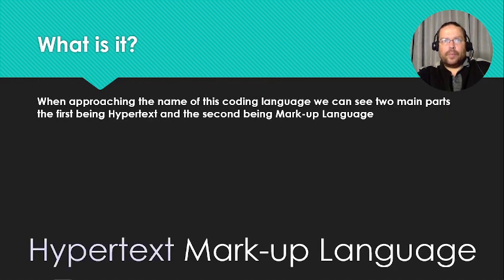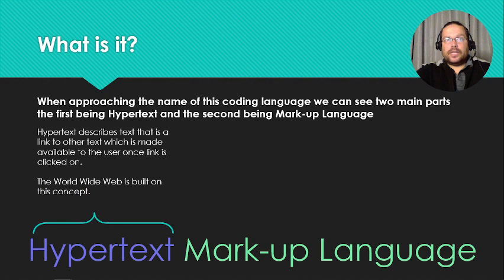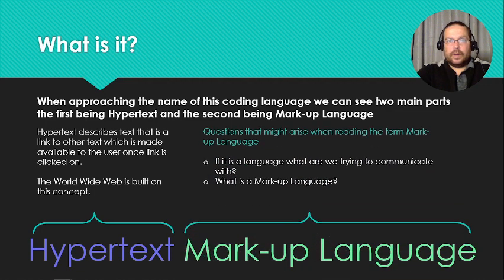So when approaching the name of the coding language, we can see that there's two main parts, the first one being hypertext and the second one being the markup language. Hypertext describes text that is a link to other text, which is normally made available to users once the link is clicked on. What you need to know is the WWW, the World Wide Web, is built on this concept.